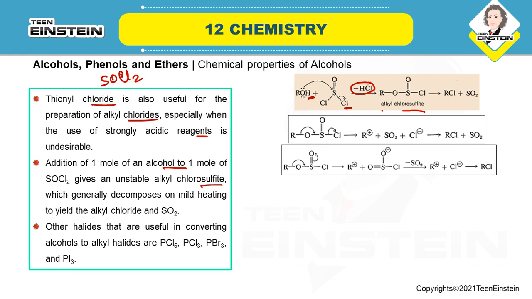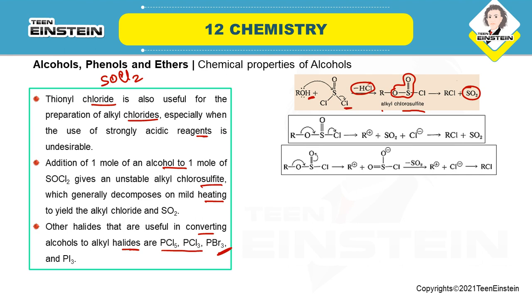Finally, what will happen? This part will be removed in the form of SO2 and you are getting RCl. So this alkyl chlorosulfide decomposes on mild heating to yield the alkyl chloride and SO2. Other halides that are useful in converting alcohols to alkyl halides: you can use PCl5 or PCl3 if you want to convert ROH to RCl. You can use PBr3 for conversion of ROH to RBr.